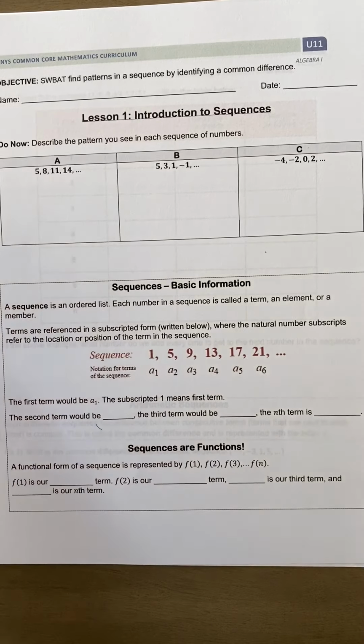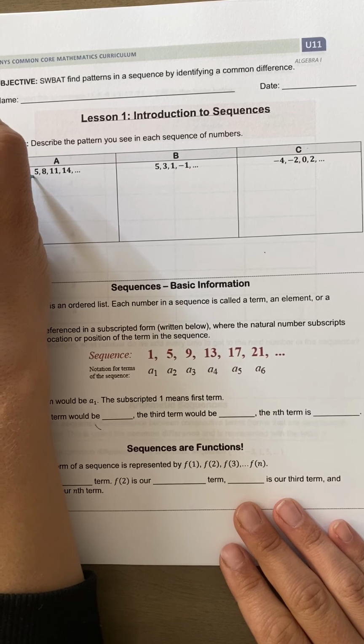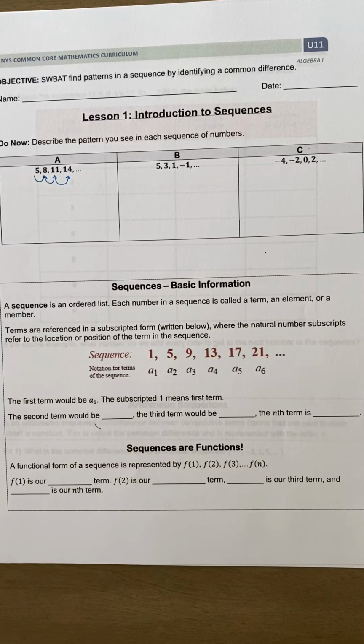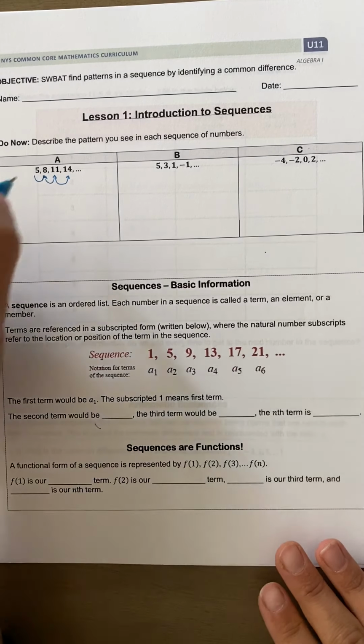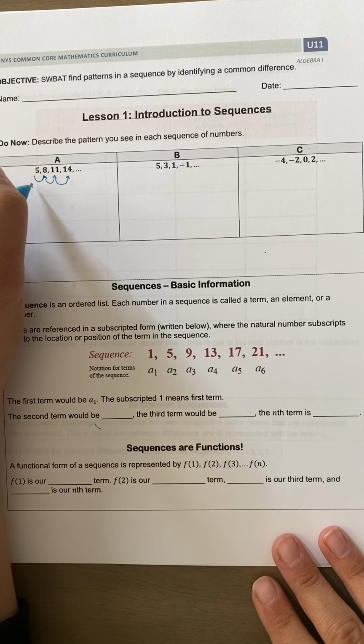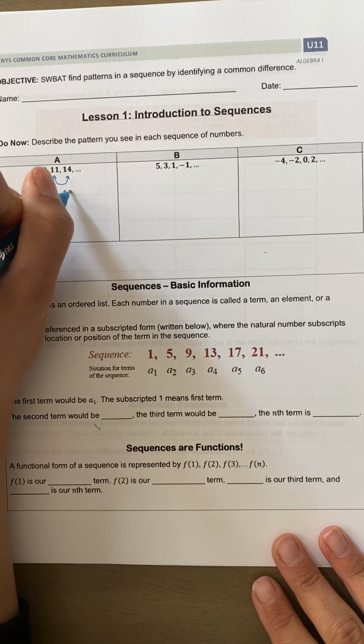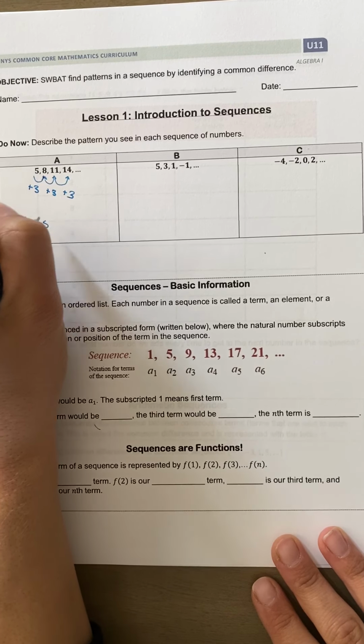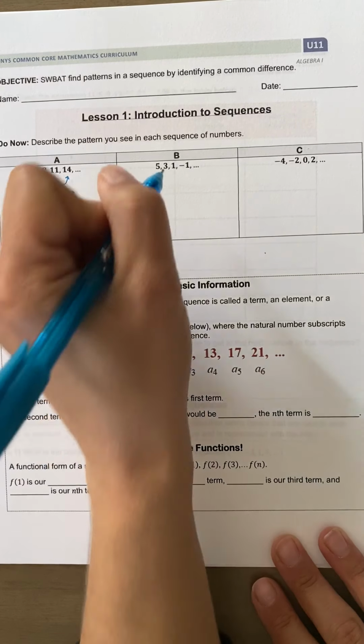okay? So I'm going to check to see, all right, what do I notice to get from 5 to 8, from 8 to 11, 11 to 14? It has to be the same thing every single time to follow the pattern. So I'm going to do plus 3, plus 3, plus 3. So it adds 3 as the pattern. Okay, I'm going to do the same thing over here.